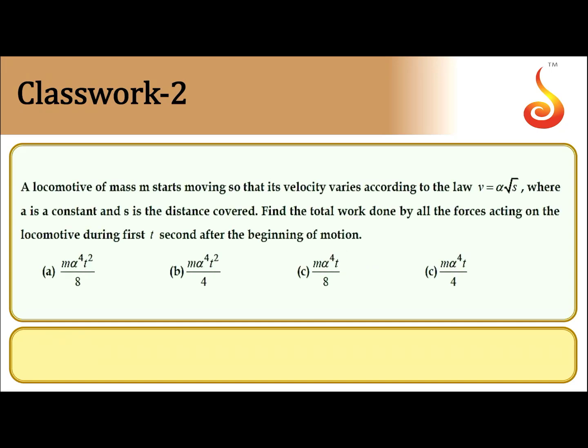Example 2. A locomotive of mass m starts moving so that its velocity varies according to the law v is equal to alpha root s, where alpha is a constant and s is the distance covered. Find the total work done by all the forces acting on the locomotive during first t seconds after the beginning of the motion. So total work done by all the forces during first t seconds.